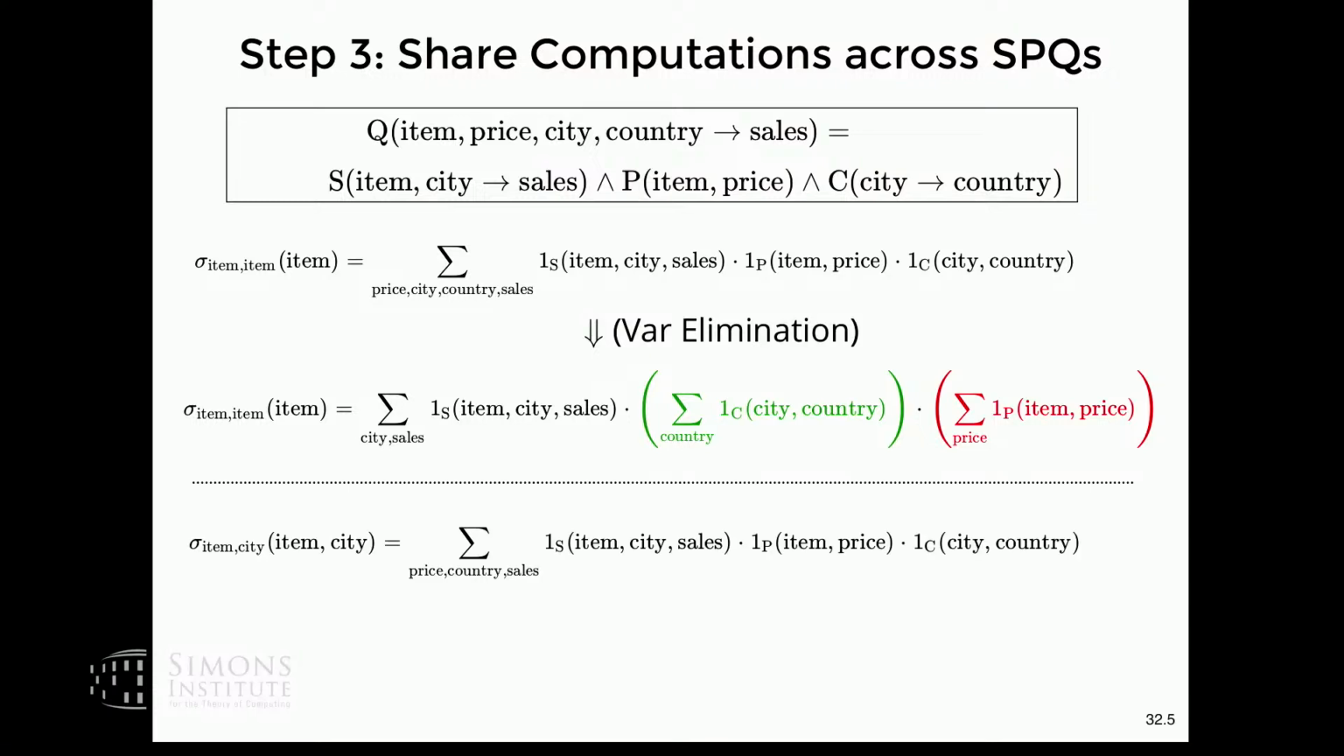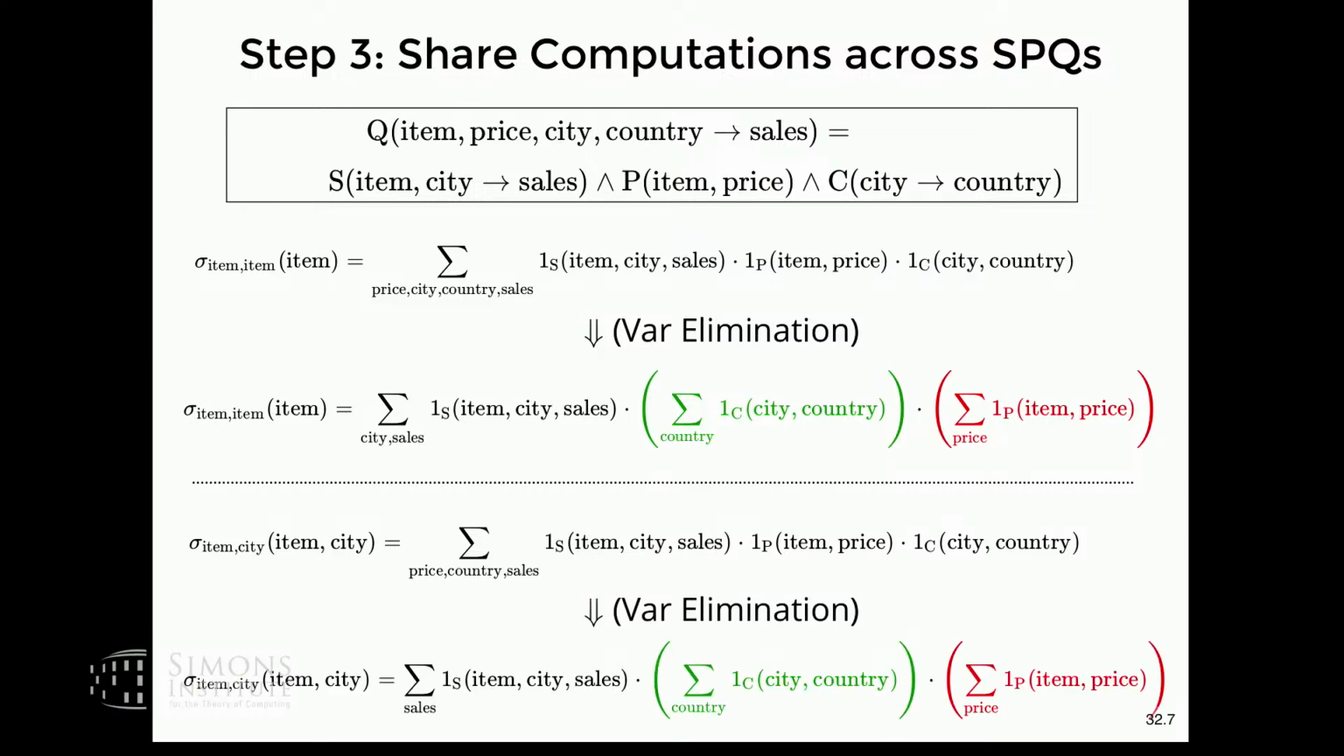If you take another SPQ, there will actually be a similar variable elimination strategy where we will also discover that we have these sub-expressions to compute separately. So variable elimination helped us basically avoid computing this join.